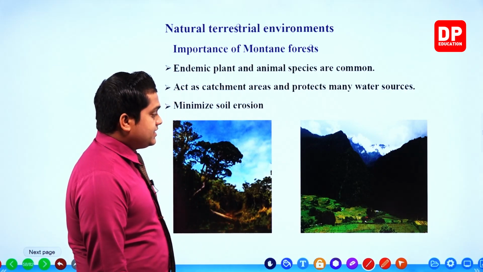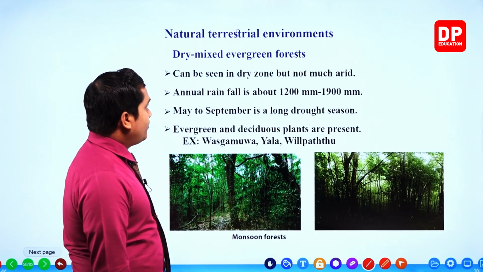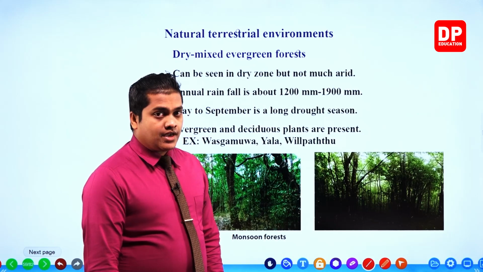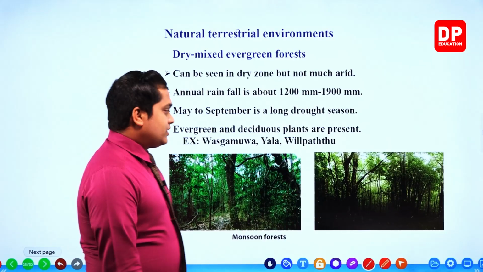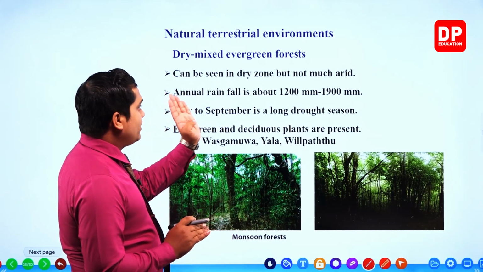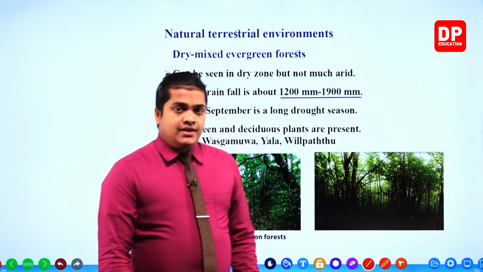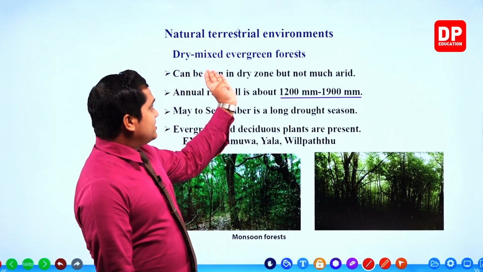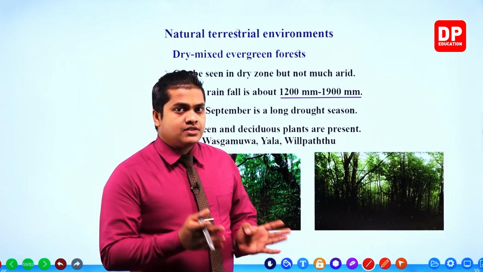Okay, right then, so this is the second one, montane forests. Now let's head on to observe the third type of forest, which is the dry mixed evergreen forest. It can be seen in the dry zone but not much arid. Annual rainfall is about 1200 millimeters to 1900 millimeters. As you can see, this is somewhat lesser than montane forest and also tropical rainforest. Actually, compared to those, this is very less.